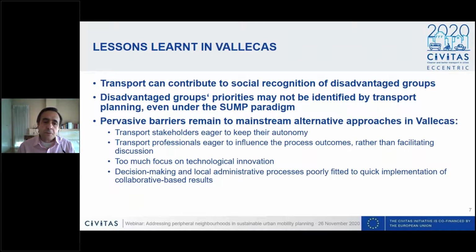We tend to chaperone too much our users. We know too well what has to be done. It is difficult to put ourselves in listening mode. We put too much focus on technological innovation and disregard other possibilities. And also it happens that the bureaucracies, municipal bureaucracies, have difficulties in pushing forward, in accelerating the implementation of this kind of innovative approaches.